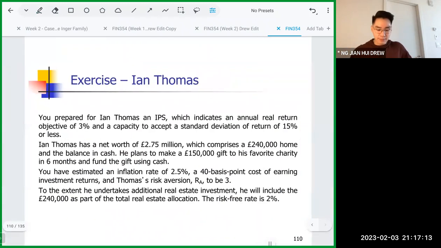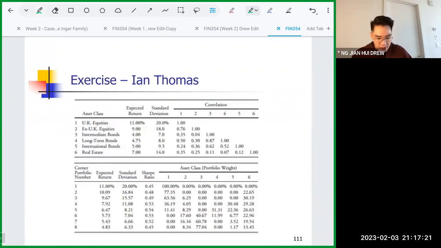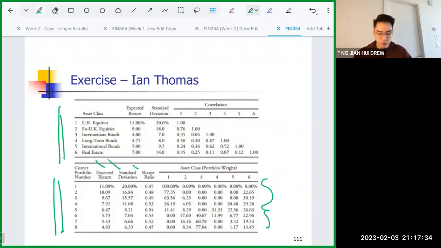So let's look at this example here. We have a little more information. This is a bit slide, so just omit it. We have additional information. So these are asset classes. These are the portfolios that we have. We have 8 different portfolios. We have the various portfolio percentages, returns and standard deviation, Sharpe ratio. So these are just all the information that we have.